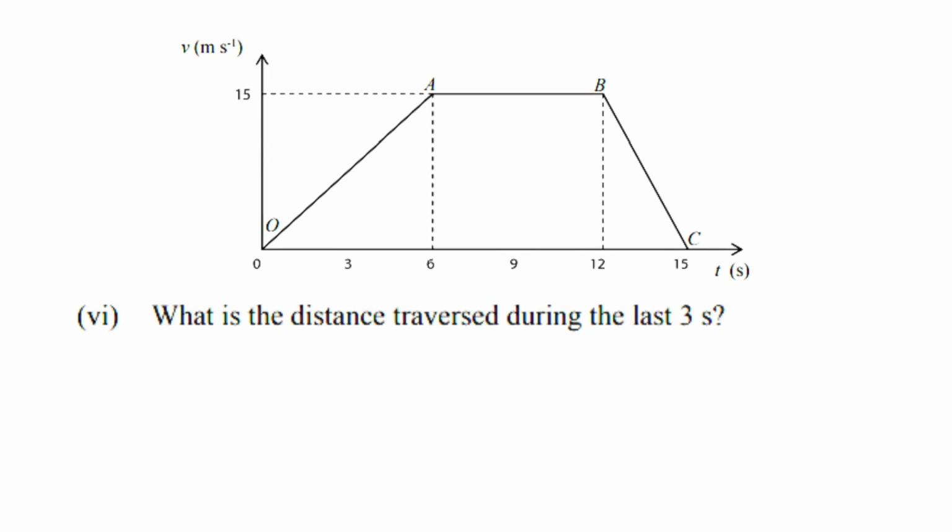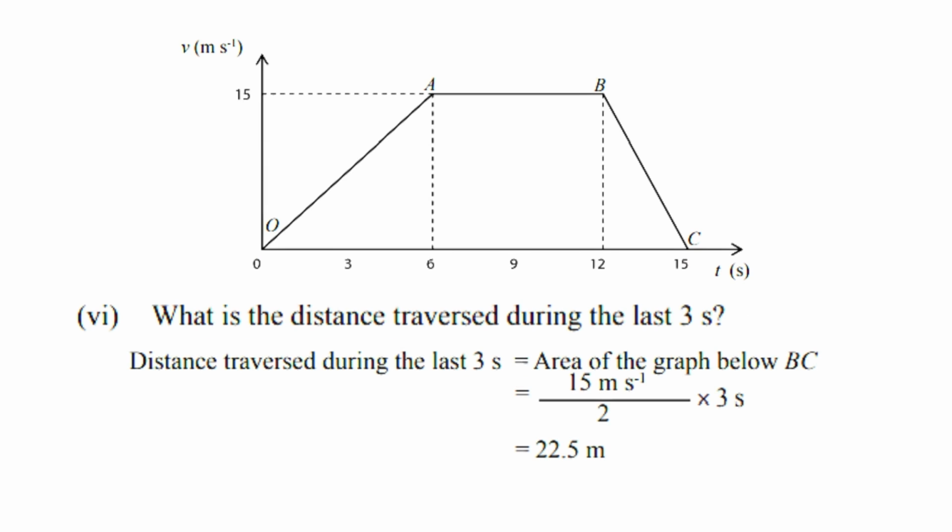Then the next question is what is the distance traversed during the last 3 seconds? Distance traversed during the last 3 seconds is the area of the graph below BC, so half into 3 into 15, that is 22.5 meters.